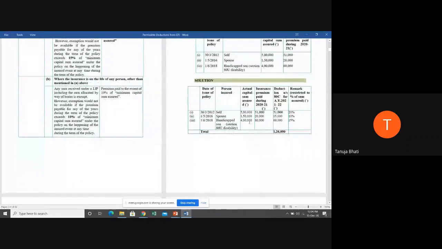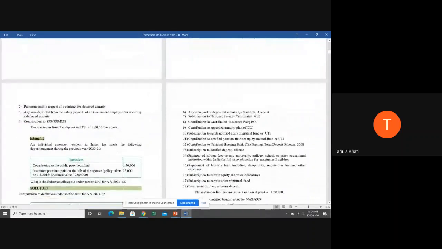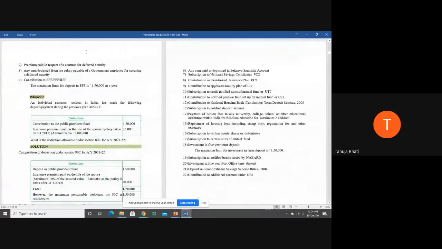Next, the first investment under 80C was life insurance premium paid. Suppose you are paying a premium in respect of a contract for deferred annuity, still you will get a deduction under 80C. So there are 22 such investments which you can make, and you can get a deduction under section 80C, but subject to 1,50,000 only. Next, any sum deducted from the salary payable of a government employee for securing a deferred annuity.